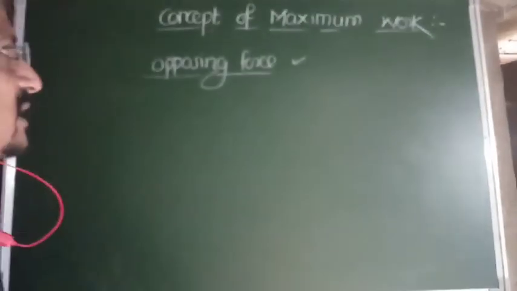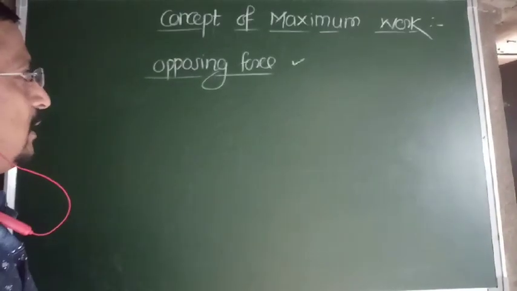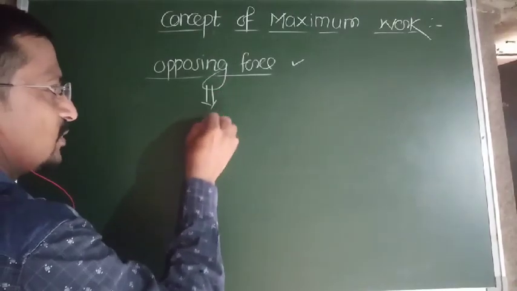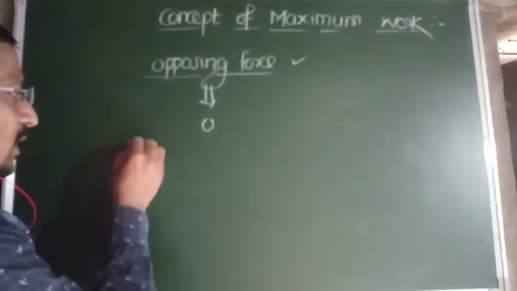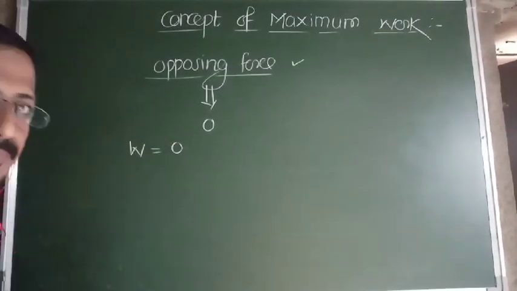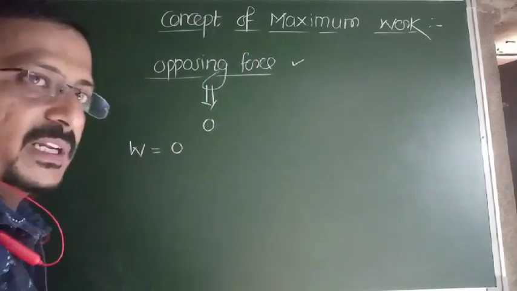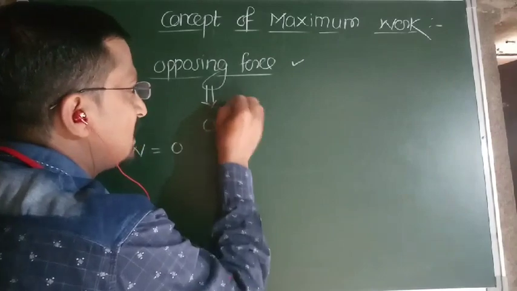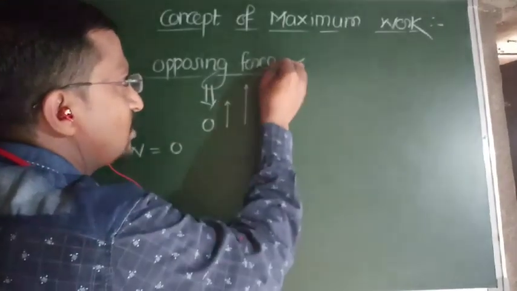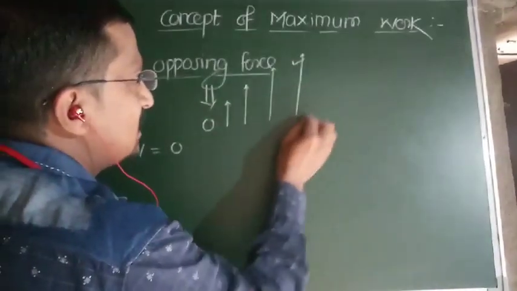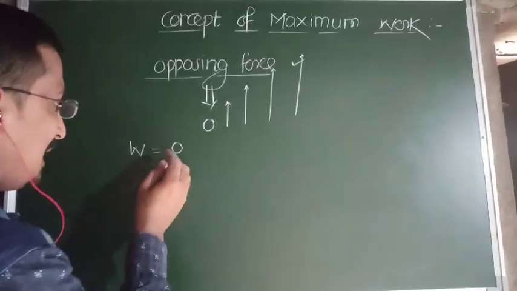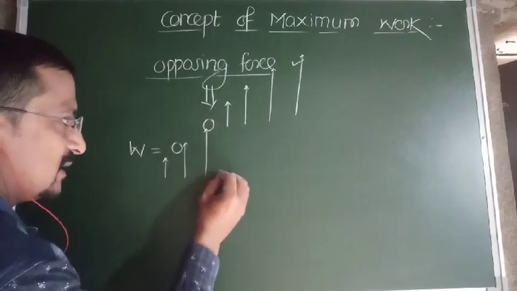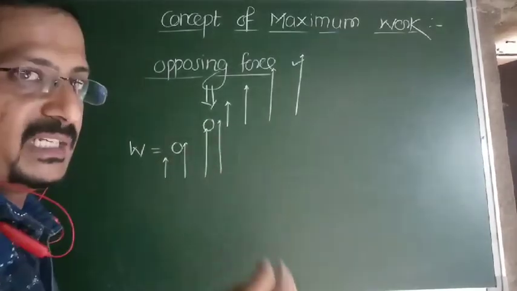Now how is the opposing force important? If the opposing force is 0, the work obtained in that case is again 0. If the value of the opposing force is increased step by step, then the work obtained also increases step by step.